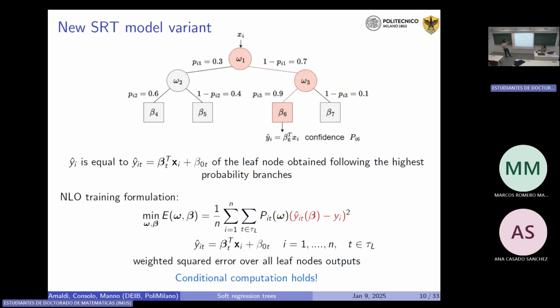To train this type of model, we make a slight change in the objective function. You see in the red one, now we have the square of the difference of y_i and y hat_it, that is the linear regression associated to the leaf node t. And the main difference is that here, p is used as a real probability because it is a confidence for that prediction. In this way, we can maintain the conditional computation.